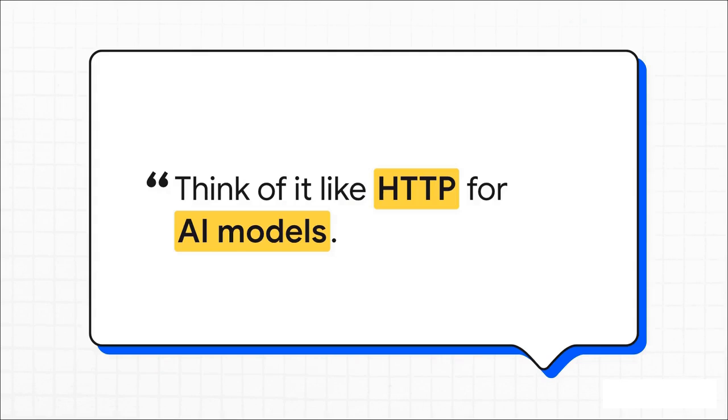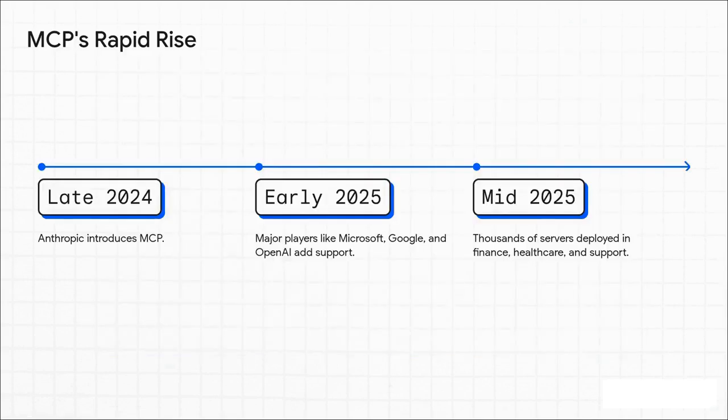Super simple. Yeah, the best way to think about it, and this comes straight from the folks who made it, is that it's like HTTP, but for AI, right? HTTP created that universal standard for browsers to talk to web servers. Well, MCP is trying to do the exact same thing, but for AIs talking to pretty much the entire digital world. And man, its rise was just meteoric.